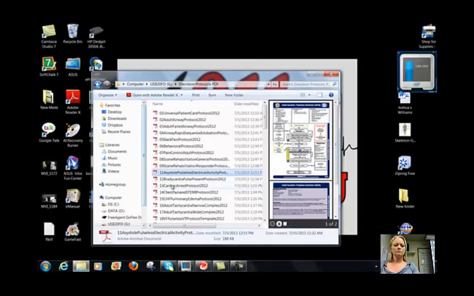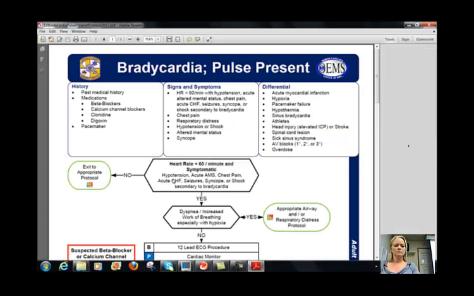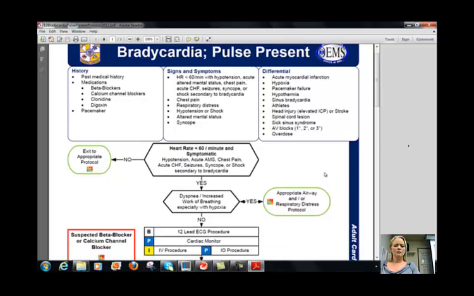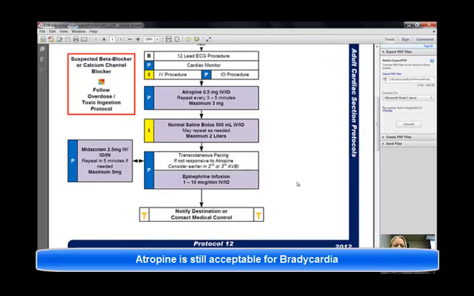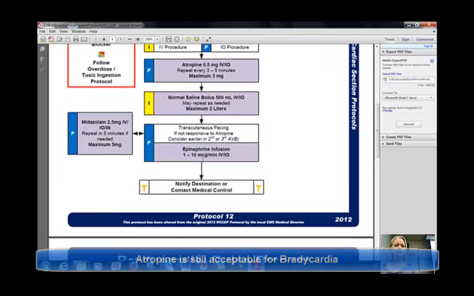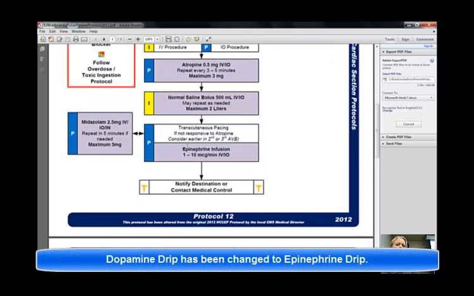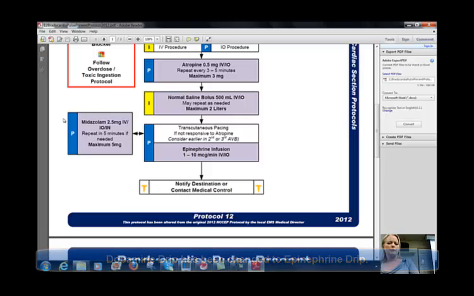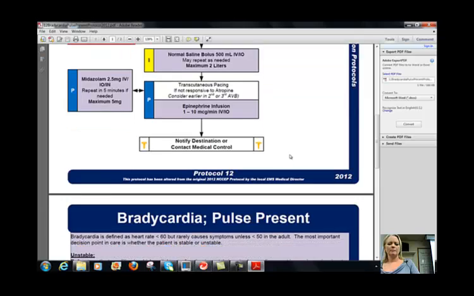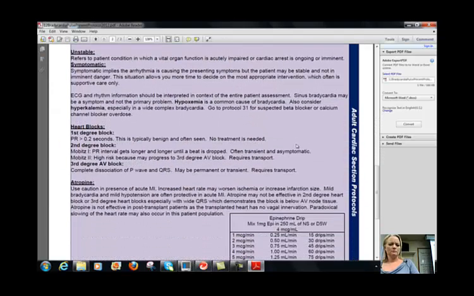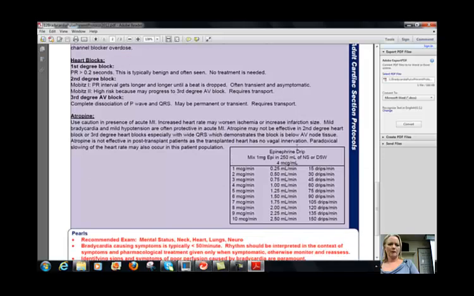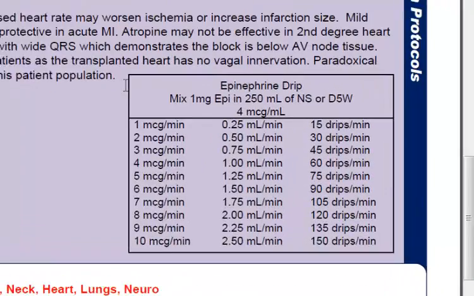So atropine is still on the bradycardia protocol. And then saline, and then the dopamine's been changed to epi. And then there's also the option for Versed if you're having to pace somebody. The second page has information about the different degrees of heart block and how to recognize them.